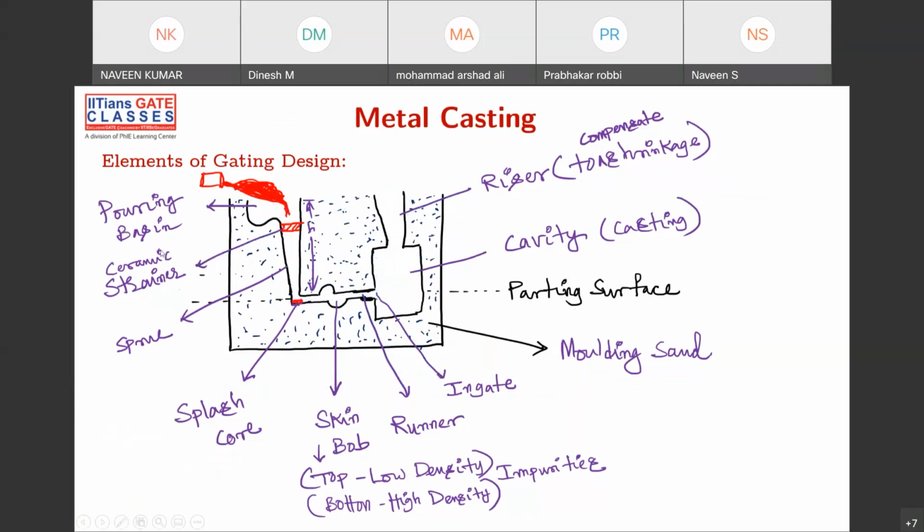Pouring basin, then ceramic filter, then it is going to sprue, then it is hitting the splash core, taking a right turn, then skim bob is in the runner portion where it will collect lighter and heavier impurities, and then it is passing through the runner, and then through the ingate the liquid metal is falling into the molding cavity, and then it is rising through the riser, and this riser is used to avoid the shrinkage. Which shrinkage? Very important. It is avoiding liquid and solidification shrinkage.